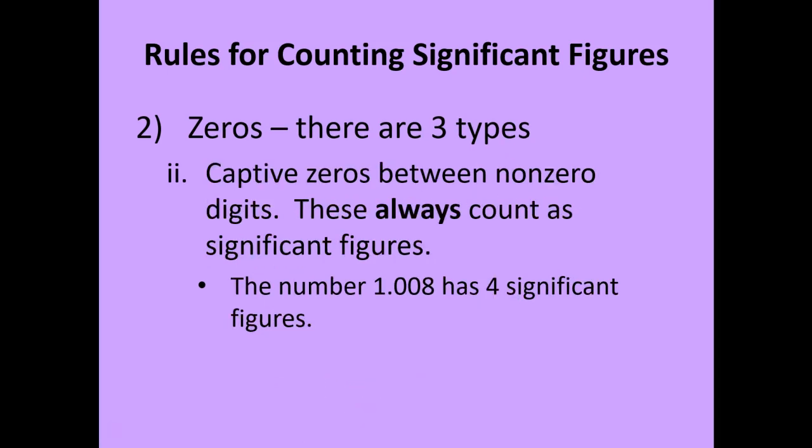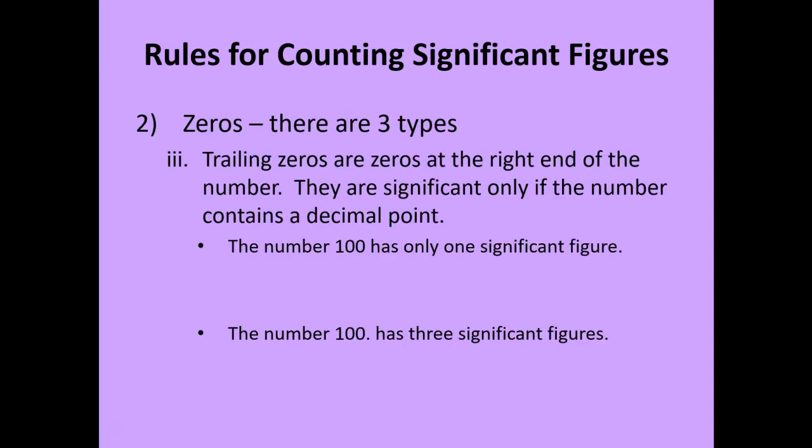Captive zeros, or zeros that are in between non-zero digits, are always significant because they are part of the number itself. So for example, this number 1.008 has 4 significant figures because the 2 zeros are in between the 1 and the 8. So captive zeros are always going to be significant.